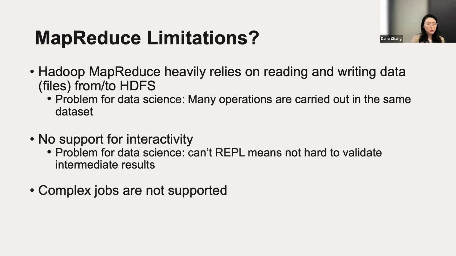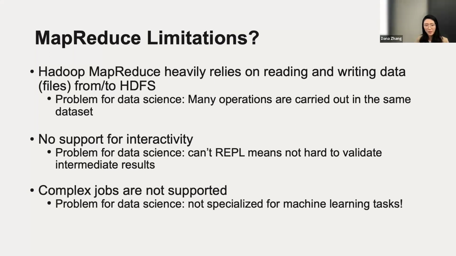In addition to these first two limitations, the last one is that complex jobs are not easily supported in MapReduce. With MapReduce, the idea is that you figure out some way to parallelize your tasks for each partition of your inputs, and then you figure out a way to reduce them. But in the real world, a lot of jobs or complex tasks aren't as easily doable as word count. In certain situations, you can't easily find a mapper or reducer for your tasks. So again, the problem for data science, like machine learning, is that you can't really easily parallelize them.